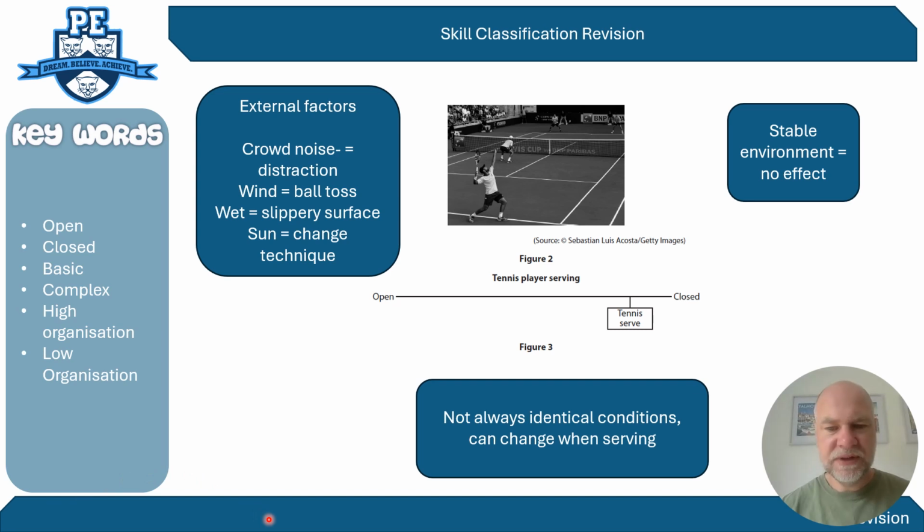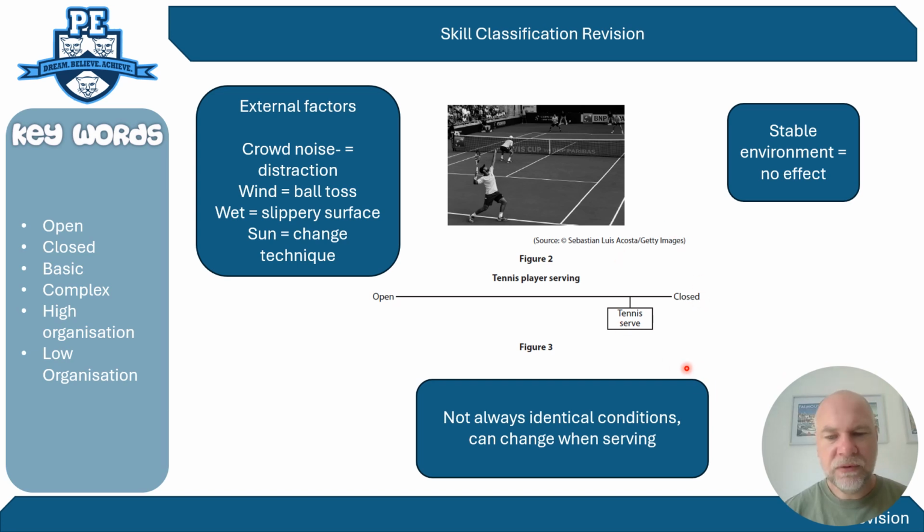So this is an example of an exam question where they've given you the skill of a tennis serve and they've placed it already on the continuum, and then they're asking you to justify why it isn't at the fully closed end. Now if you had this exam question, it doesn't have to be open or closed, it could be any of the continuums, but in this scenario it's open and closed.